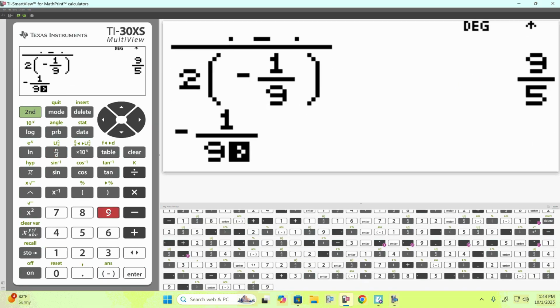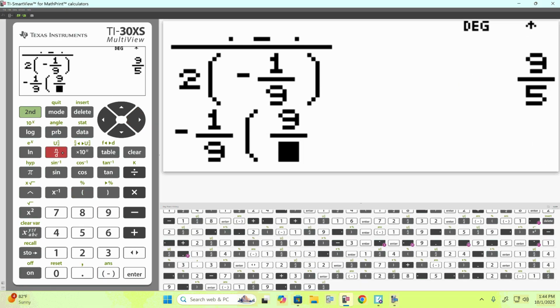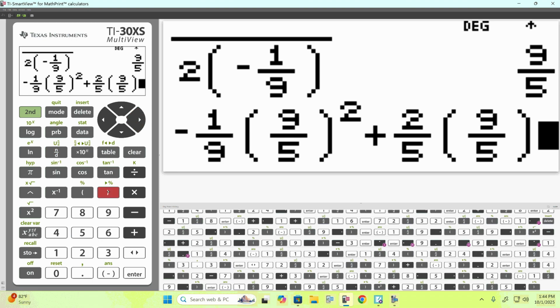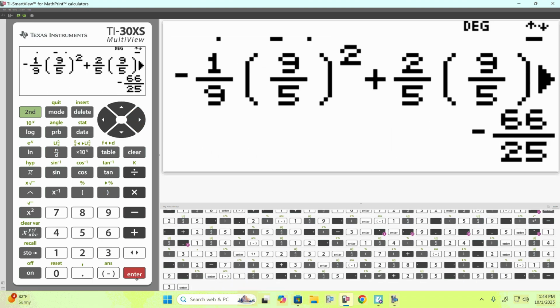So we have -1/9, parentheses, 9/5, close parentheses, squared, plus 2/5, parentheses, 9/5, minus 3. All I did was take the 9/5, replace every x with it, and let the calculator simplify.